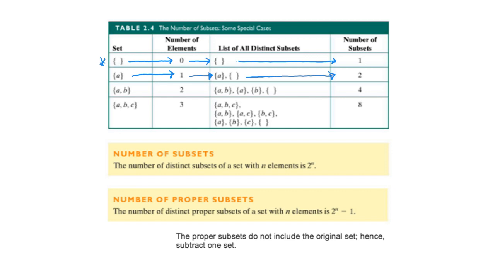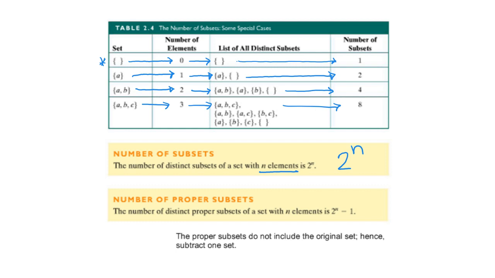The set containing A, B has exactly 2 elements. So the options for distinct subsets would be the set containing A, B, the set containing A, the set containing B, or the empty set. Notice there are 4 subsets here. And then again, if you have 3 elements, you end up with a total of 8 subsets, and you can list each one. All right, so to find out the number of subsets that you have, you're going to use 2 to the n power, where n is the number of elements.